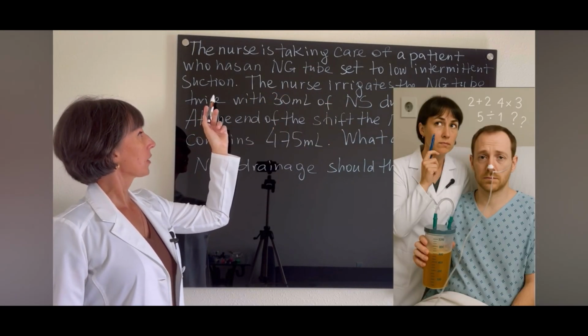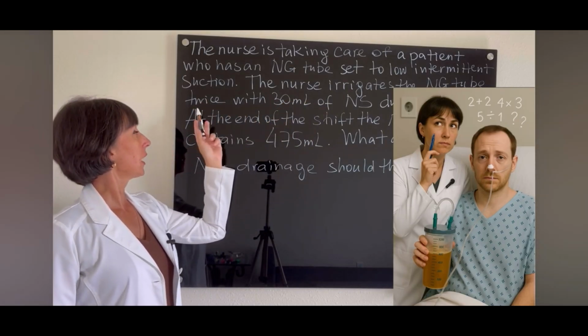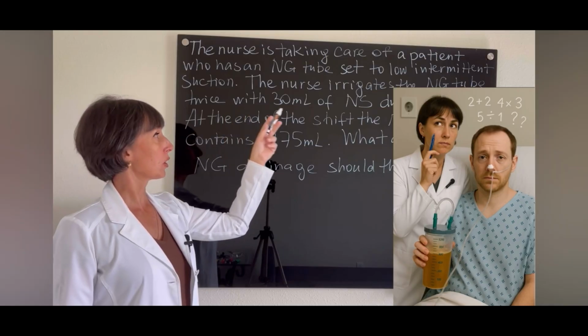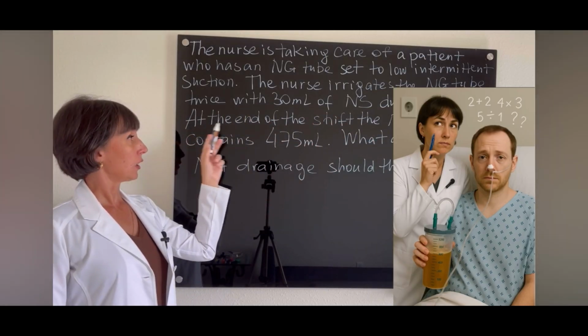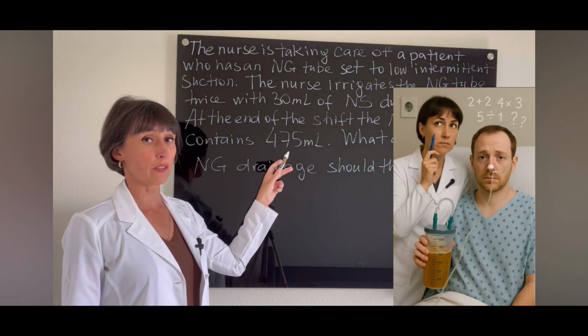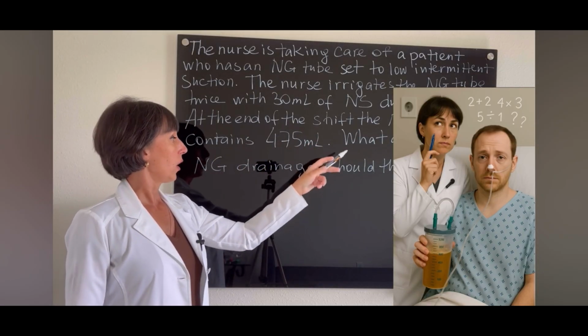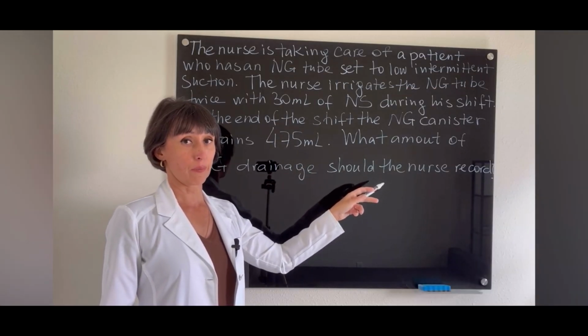In this problem, the nurse is taking care of a patient who has an NG tube set to low intermittent suction, and the nurse is irrigating the NG tube. And the nurse irrigated it twice with 30 milliliters of normal saline during the shift. At the end of the shift, the NG canister contains 475 milliliters in it. What amount of NG drainage should the nurse record?